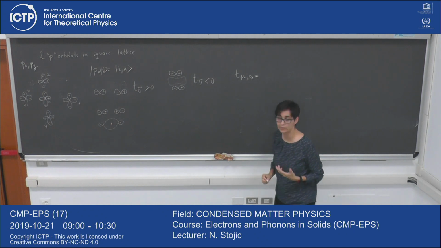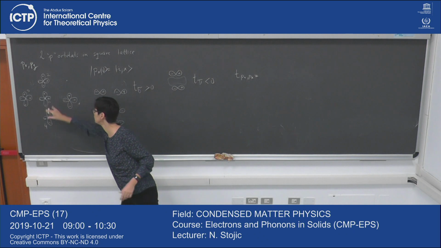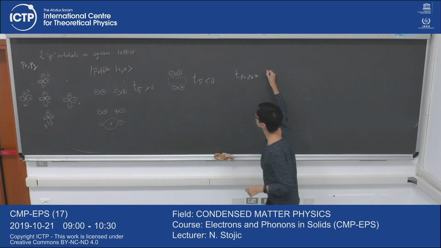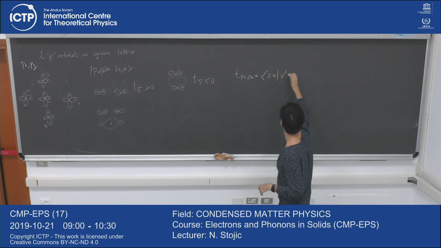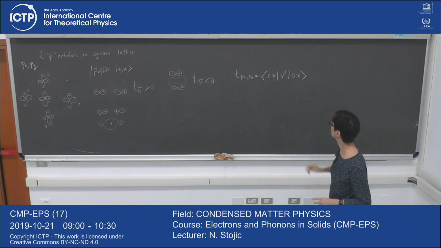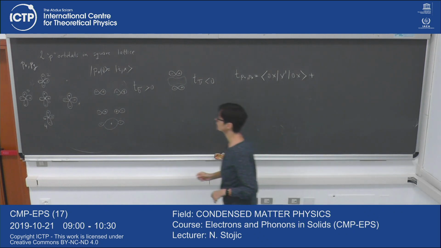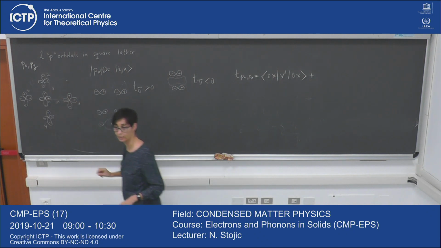First we have an on-site term at the same site, so 0 with 0, which I can denote as 0x, v prime, 0x. Okay, and then I have the neighbors. This is a square lattice. Distance between the neighbors is a in all directions, okay?